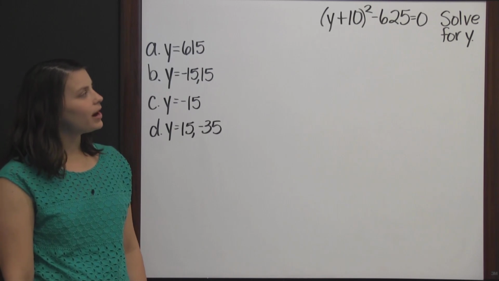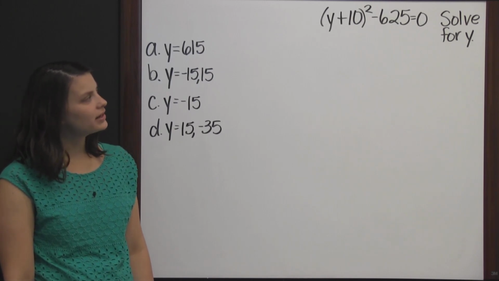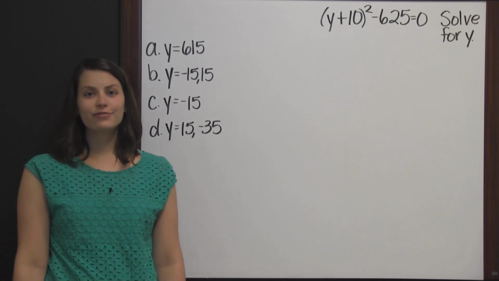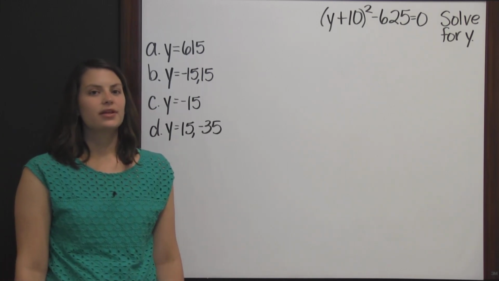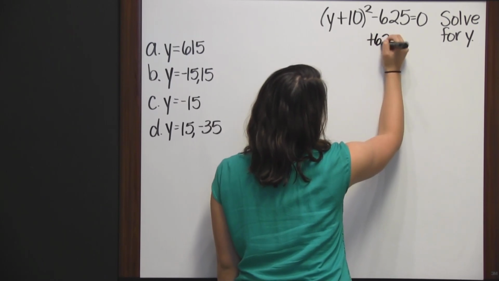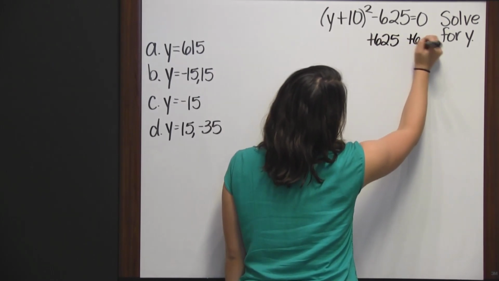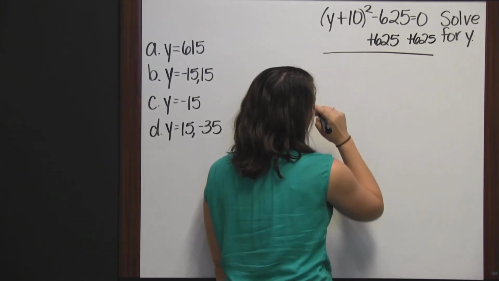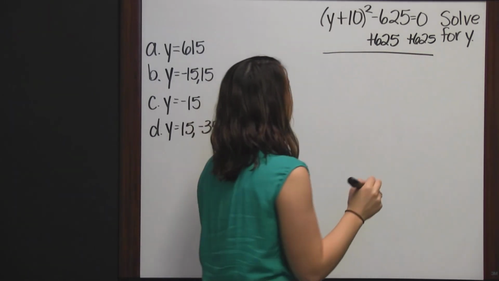The quantity y plus 10 squared minus 625 equals 0. Solve for y. The first thing we want to do is add 625 to both sides, because doing that is going to help us get y alone and thus solve for it.